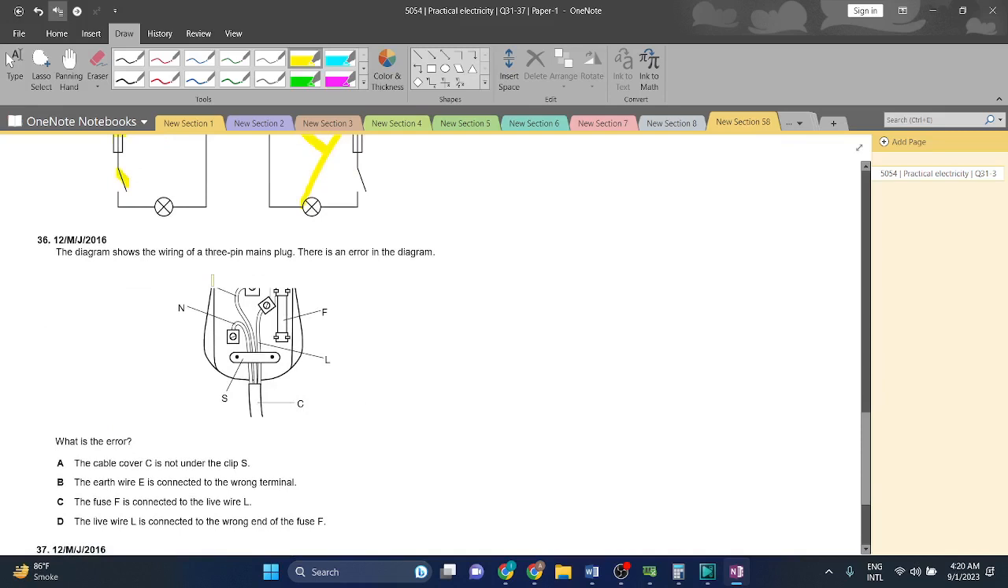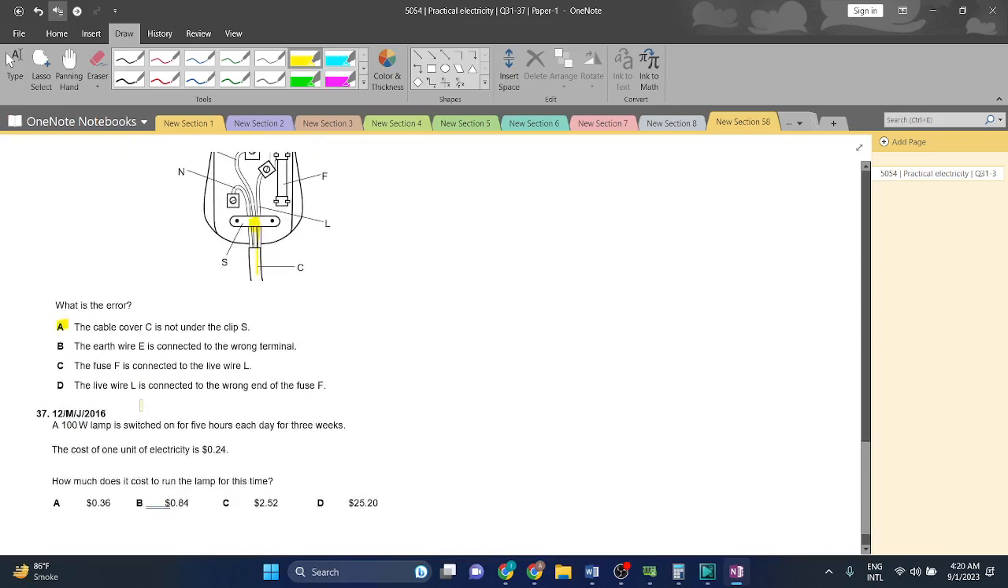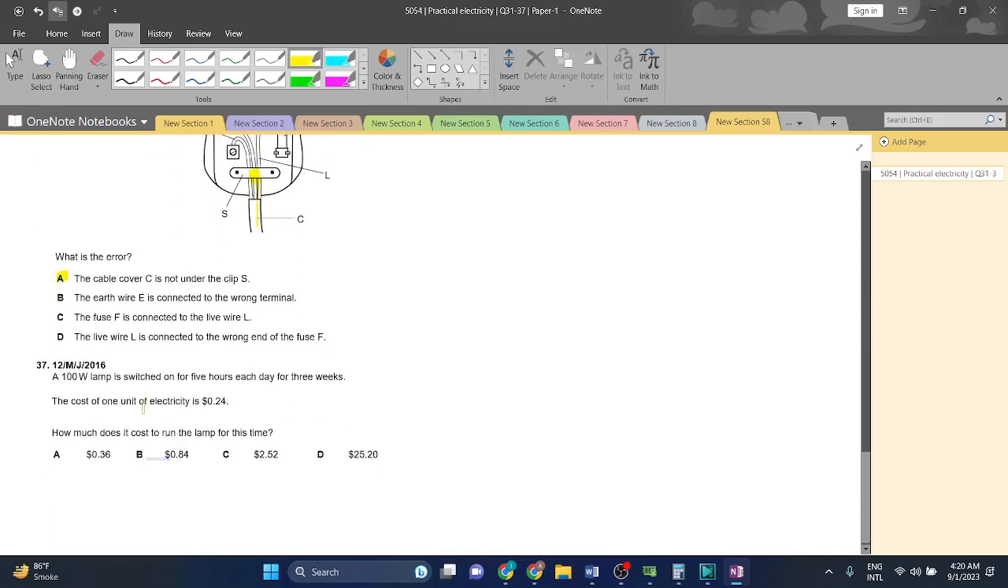Question 36. The diagram shows the wiring of a 3-pin mains plug. There is an error in the diagram. What is the error? The error is that the cable C is not covering the underlying clip. If it is not under here, that is an error. So A is the answer. I'm going pretty fast because these are very easy questions.